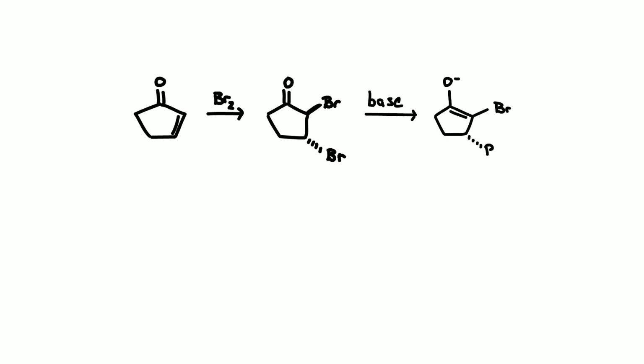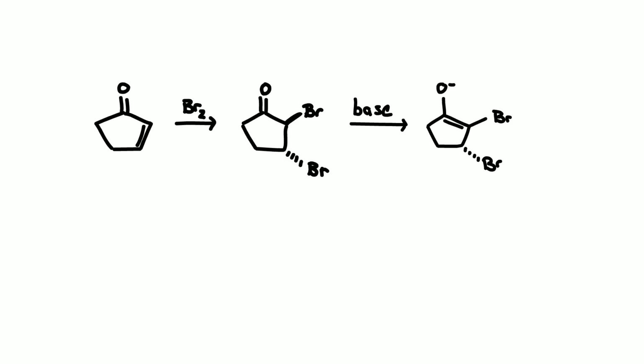Bromination of enones gives a bromine addition product. If that is treated with base, an enolate can form, and that enolate can collapse with expulsion of bromide from the beta position. This gives an alpha brominated enone.